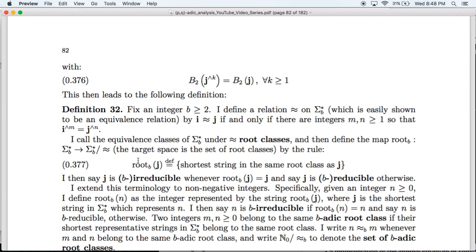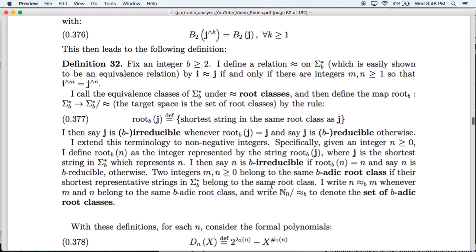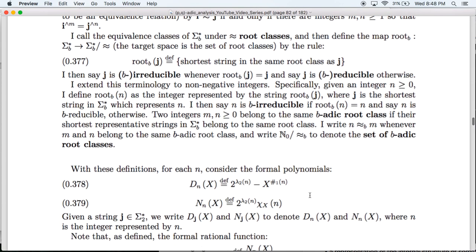Two integers belong to the same b-adic root class if their shortest representative strings belong to the same root class, and so I write n squiggle m with a little subscript b whenever this occurs. Then the set of integers modulo this equivalence is the set of b-adic root classes.